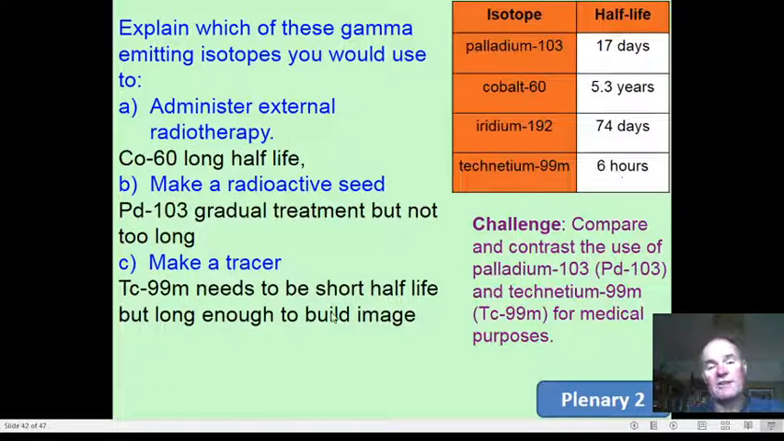So for making a tracer, 6 hours, and that's another reason why tracers have to be made very close to the site where they're needed. Because if it takes 40 minutes to get across one side of the hospital to the other, or longer in the van as it goes from one place to another, it's decaying away all the time. So tracers have short half-lives in the order of tens of minutes or hours, and are often made right next to the patient's bedside.